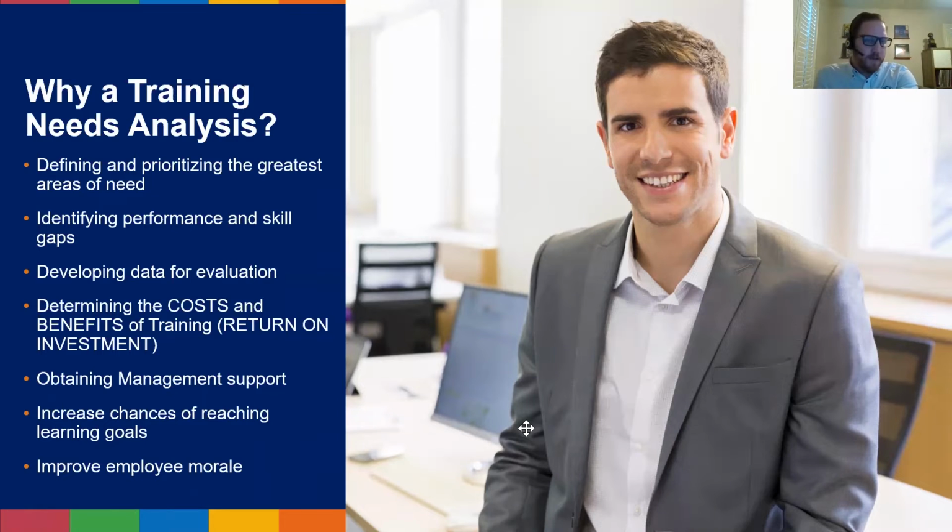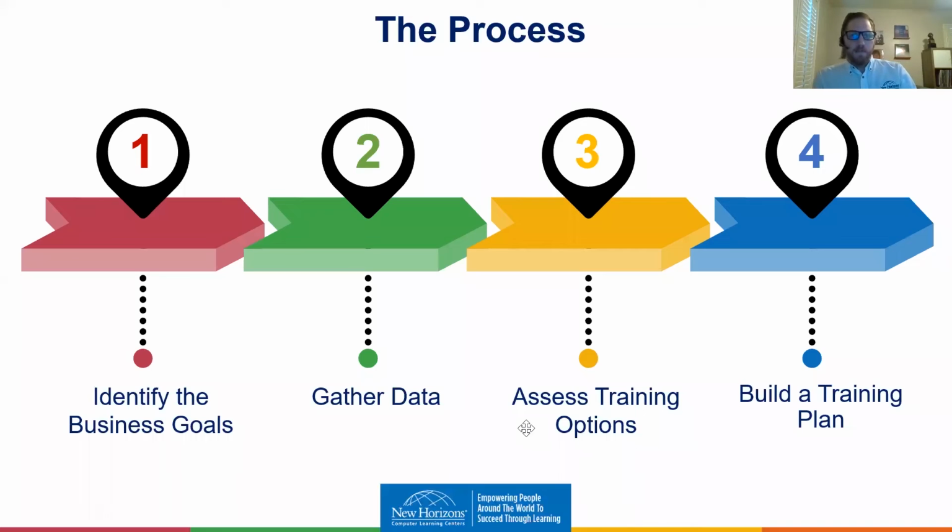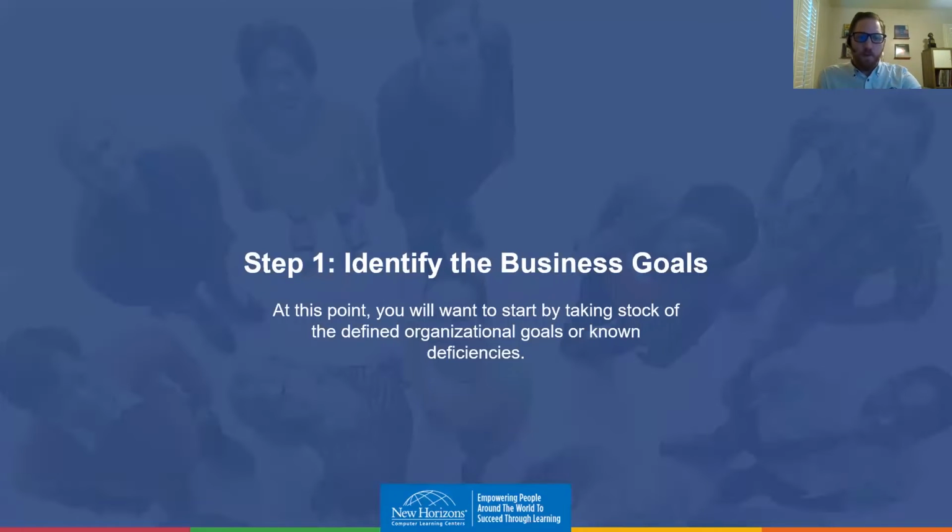All of these are really good reasons why, instead of just jumping into building a training plan, you want to do an effective needs analysis so that you're either spending your money well or you're spending your time well. The process, as we have found to be effective, falls into 4 categories. First, we're going to identify the business goals. That's step 1. Step 2, we're then actually going to gather the data. Step 3, we're going to assess the training solutions that are available. And then we're going to build a training plan based off the results that we've seen and comparing that to our business goals. So without further ado, we'll go straight into step 1.